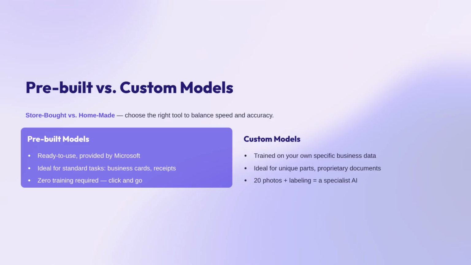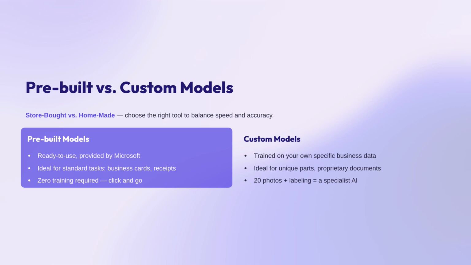The formal definition describes pre-built models as ready-to-use AI components provided by Microsoft for common tasks, while custom models are those you train yourself using your own specific business data. To put it very simply, it is store-bought versus homemade. If you just need to read a standard business card or a receipt, you use a pre-built model. It's ready to go the second you click it.